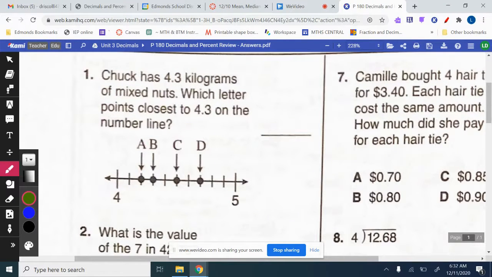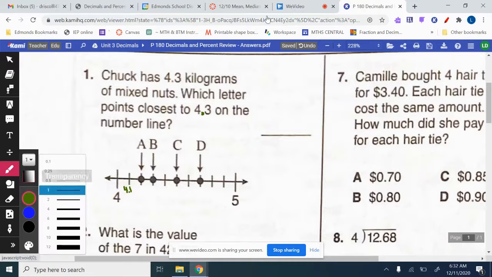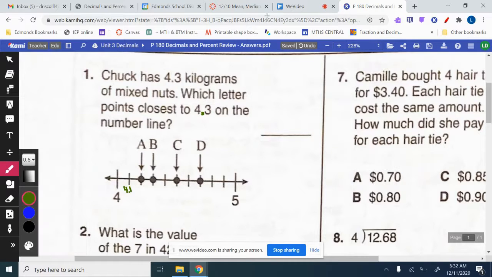A chuck has 4.3 kilograms of mixed nuts. Which letter point is closest to 4.3 on the number line? So I know my number line is broken up into tenths. So I know that this is 4.1, and I'm going to change the size of my pen so it's really thin. And this is 4.2, 4.3, and so on. So I already know that B is the right answer.